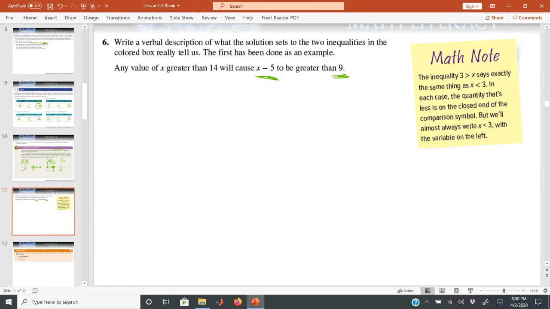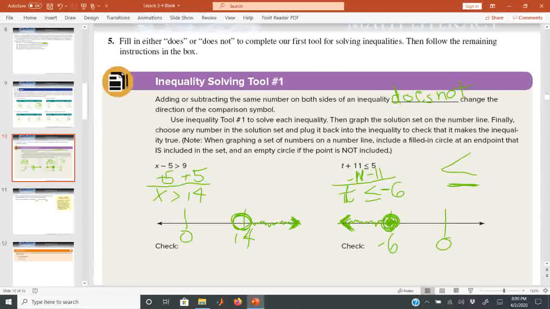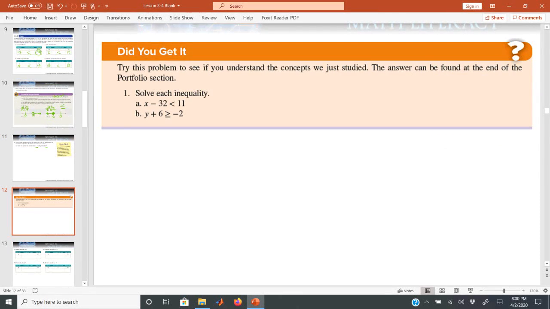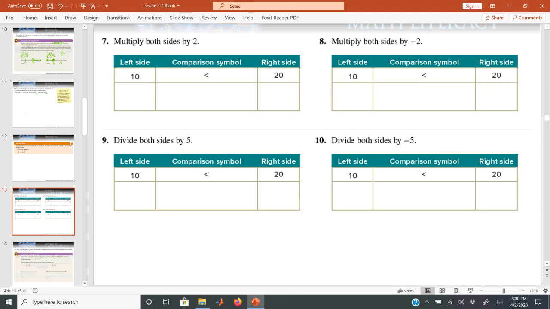And you have to do the same thing for the second one. And you can really say any number less than or equal to negative 6 will cause t plus 11 to be less than or equal to 5. There's a did you get it? If you don't get it and you don't see why, post a question on the message board. Go ahead and do 7 through 10.